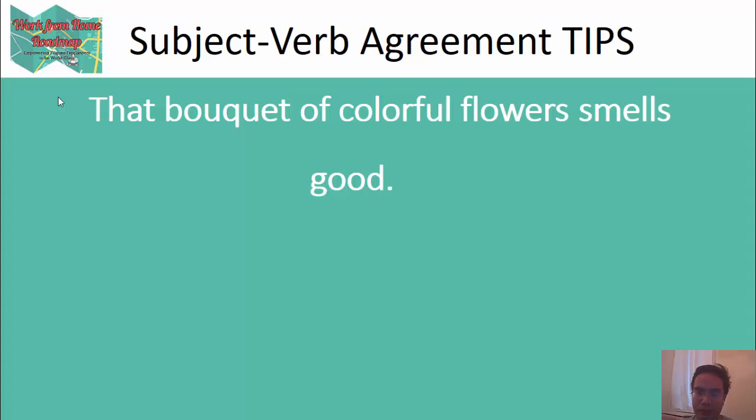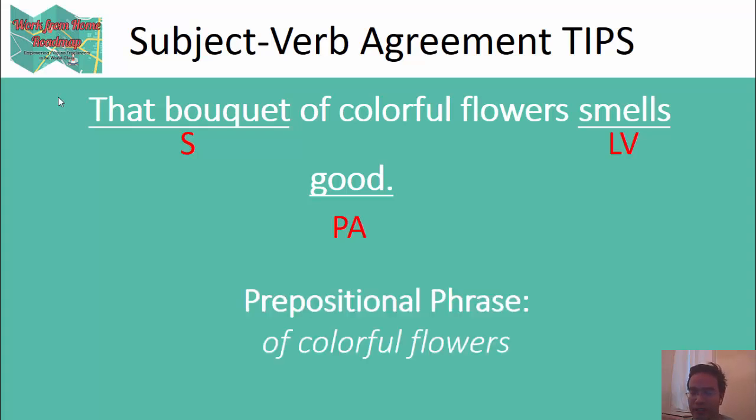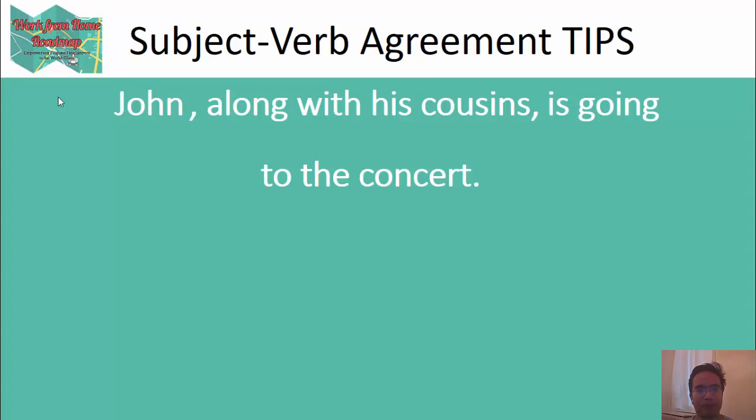That bouquet of flowers smells good. Why don't you try identifying the sentence structure here? I'll give you a couple of seconds. Do you know what the subject is? That bouquet is the subject. Smells is a linking verb, and good is the predicate adjective. There's a prepositional phrase here, of colorful flowers. So if we say that bouquet smells good, it's still the same sentence. Of colorful flowers just adds detail.